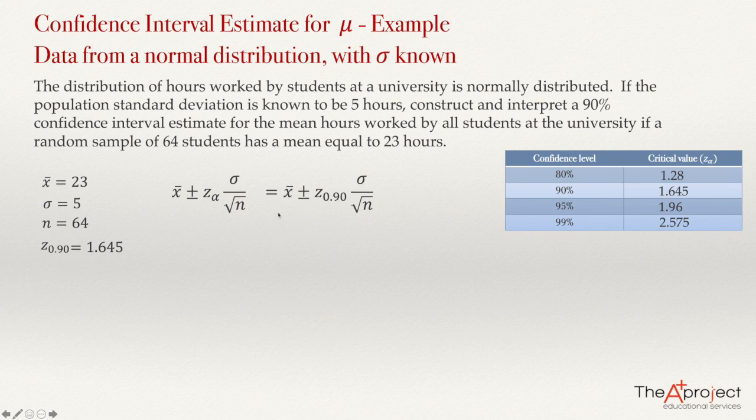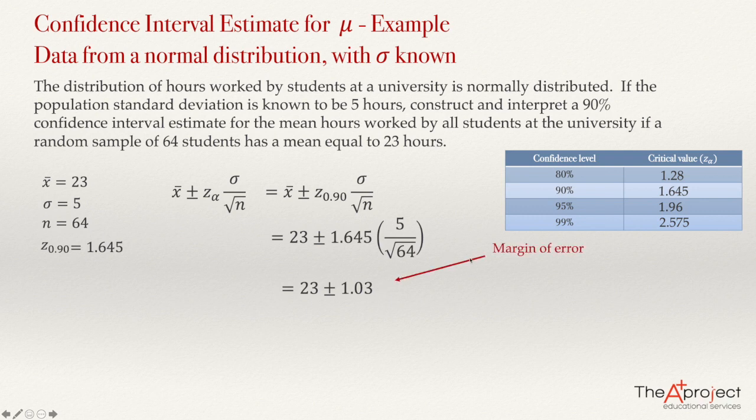So we have here 23 plus or minus 1.645 times 5 divided by the square root of 64. This square root is 8, so 5 over 8 times 1.645, and I found that it is 1.03. So this 1.03 is the margin of error. So we have that the margin of error is 1.03.